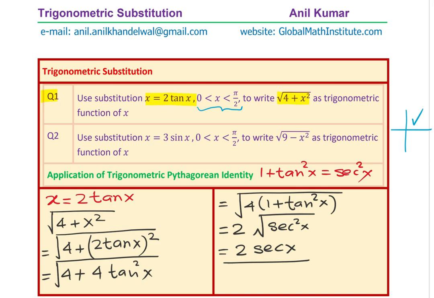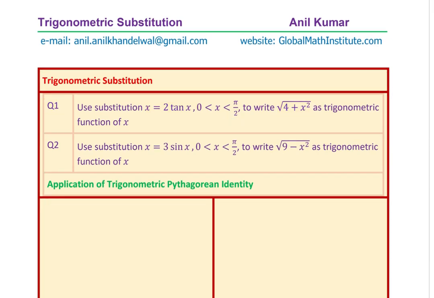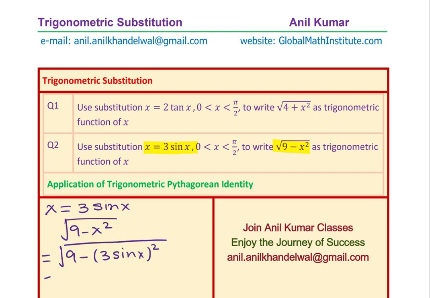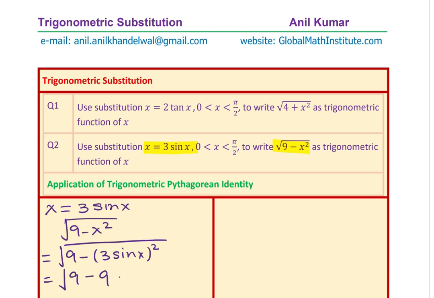Now you can apply the similar strategy to do part 2. Let's look into this. We'll solve by substituting x equals 3 sin x in square root of 9 minus x squared. You can always pause the video and do the needful. Substitution this time is x equals 3 sin x in the expression square root of 9 minus x squared. That will give us square root of 9 minus 3 sin x whole square. And clearly, this is square root of 9 minus 9 sin square x.